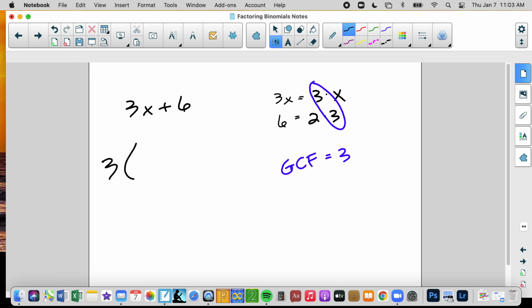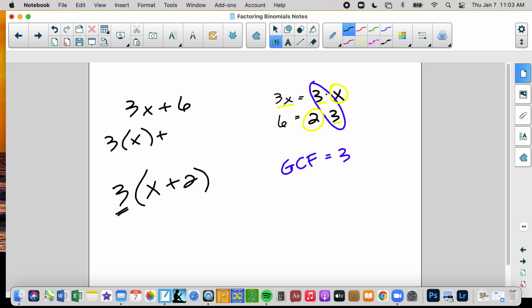If we take a 3 out from 3x, we're left with x. If we take this 3 from 6, we're left with 2. So a nice way of factoring 3x plus 6, this is our greatest common factor, and we took that 3 from 3x and 6. Another way of looking at it is we can write 3x as 3 times x and 6 as 3 times 2. And we'll take out that GCF of 3. We see they both have a common factor of 3. If we pull that out, we notice that we're left with x plus 2.